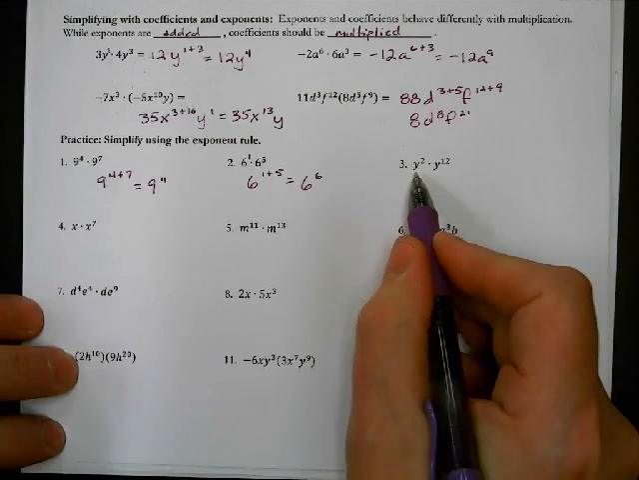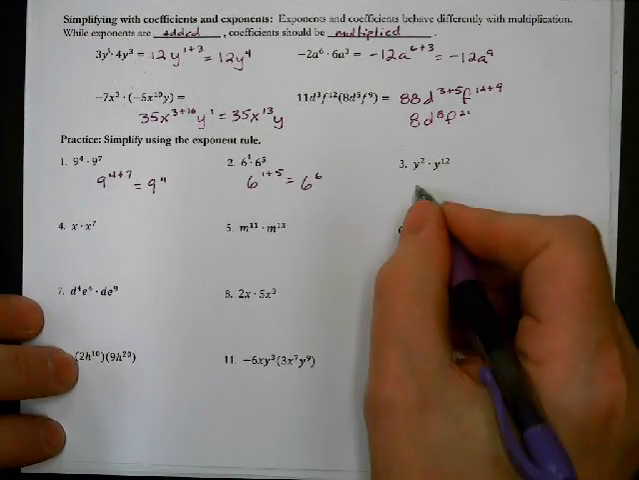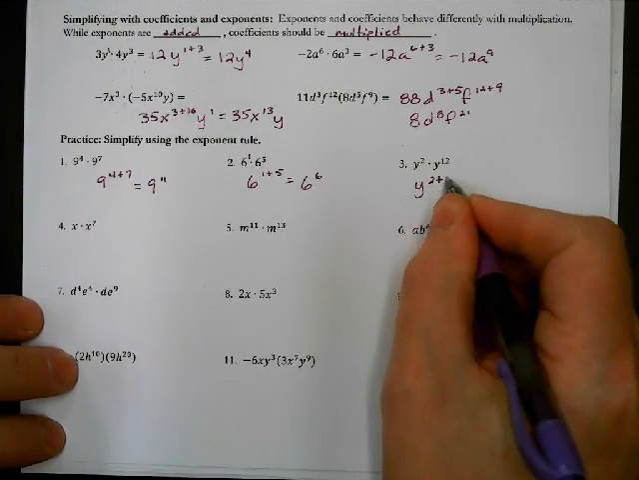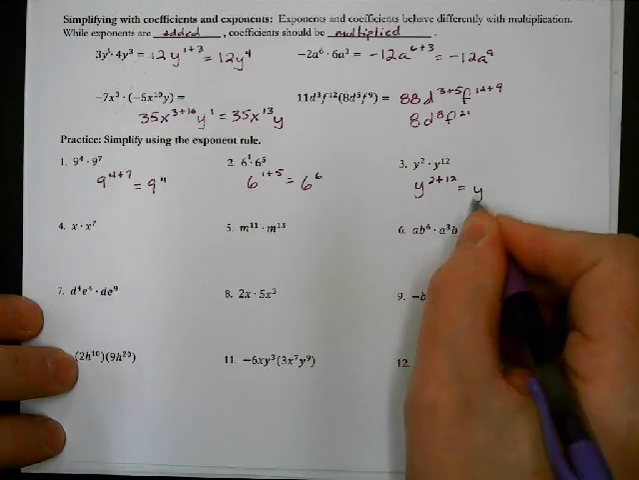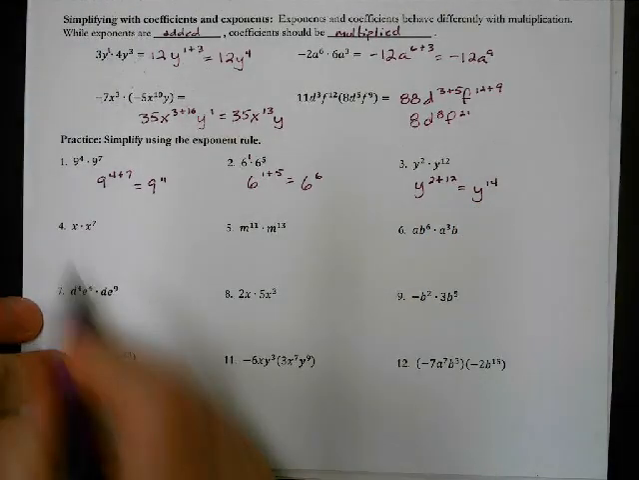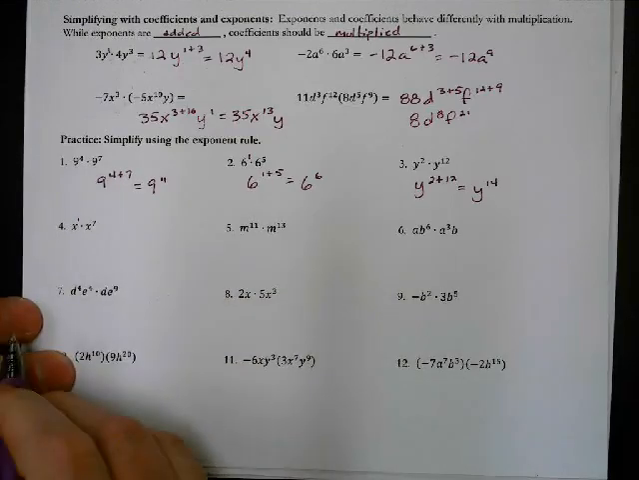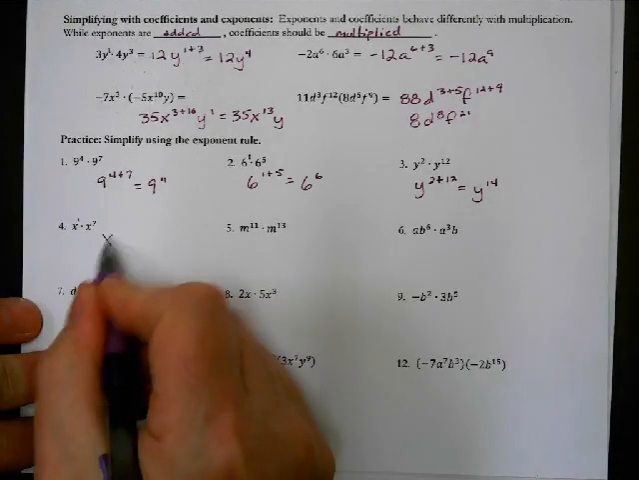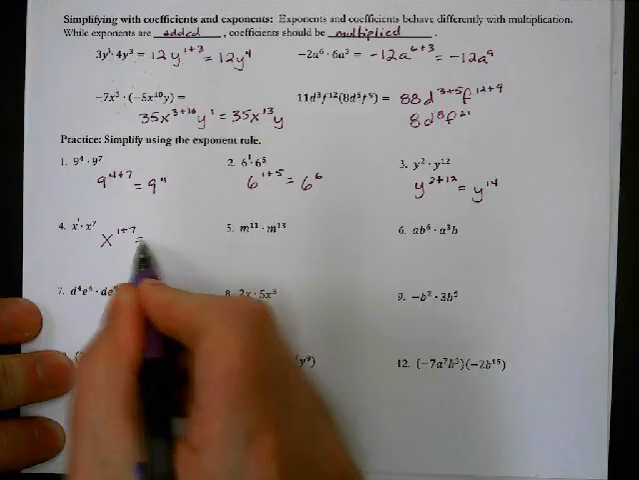Next one, my base is y. This would be y to the 2 plus 12. Y to the 14th. Next one, my base is x. This is x to the first. So this would be x to the 1 plus 7, x to the 8th.